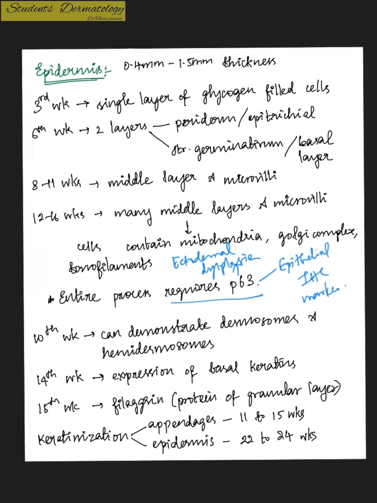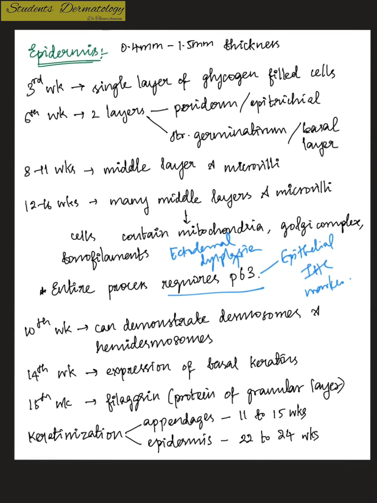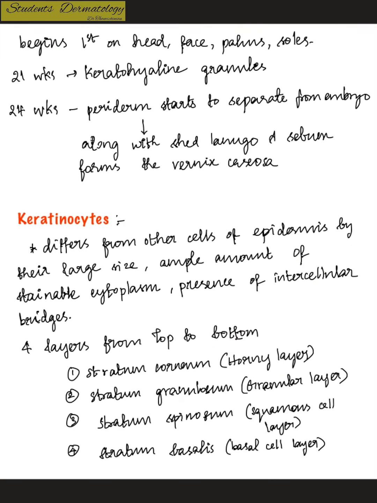Yes. So around the 10th week, you can see the desmosomes and hemidesmosomes, and around 14 weeks there will be basal keratins, and by 15 weeks there will be formation of filaggrin. So this filaggrin is nothing but filament aggregating protein. So next, the keratinization of the appendage is completed by around 11 to 15 weeks, whereas the keratinization of the epidermis is complete by around 20 weeks.